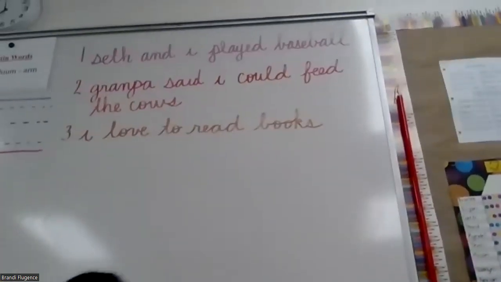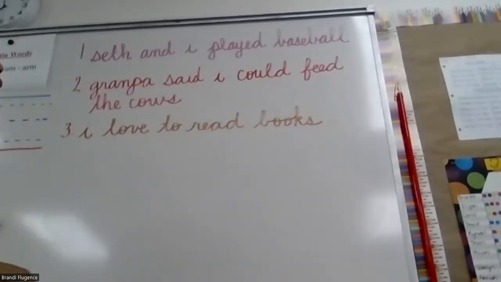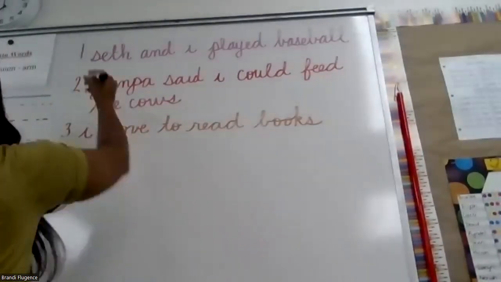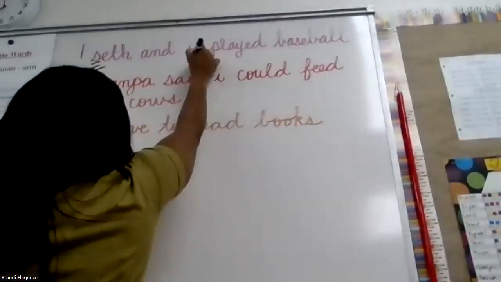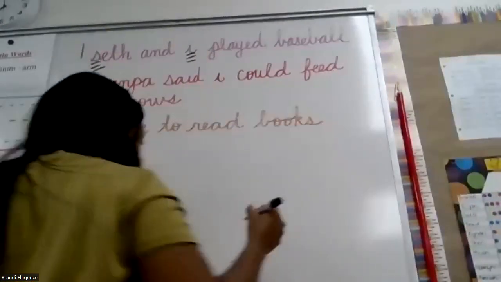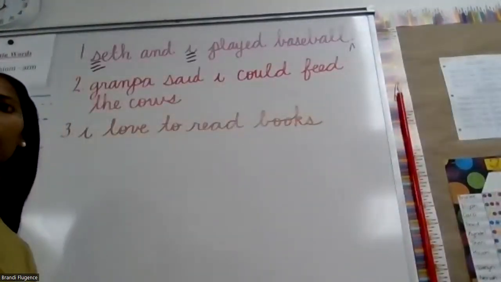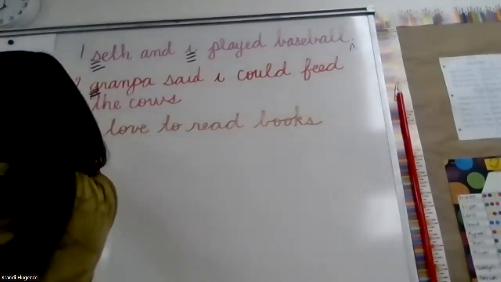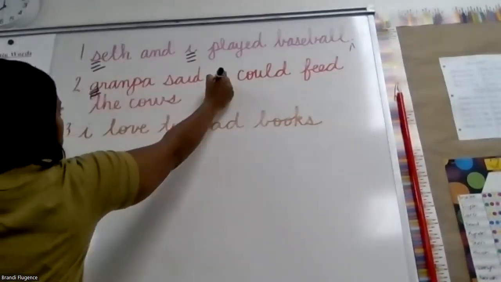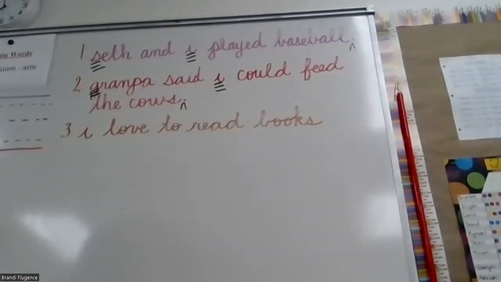Shouldn't have taken too long. Okay, Seth and I played baseball. Everybody, number one. How should I write this correctly? Capitalize the first letter S in Seth. Capitalize the letter I. And how do I finish it? The period at the end. Number two. Grandpa said I could feed the cows. Capitalize the first letter G in Grandpa. Capitalize I. And put a period. Insert a period at the end. Pretty simple. Number three, I love to read books.